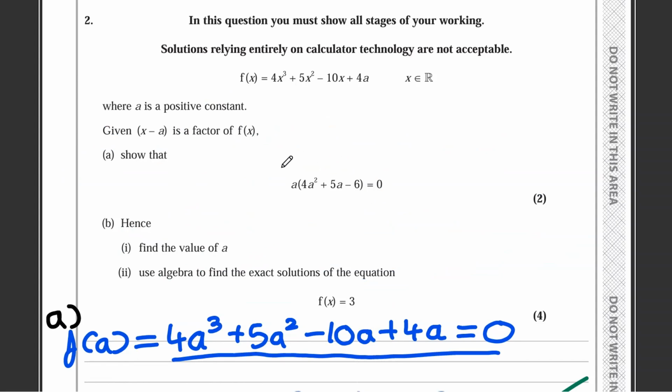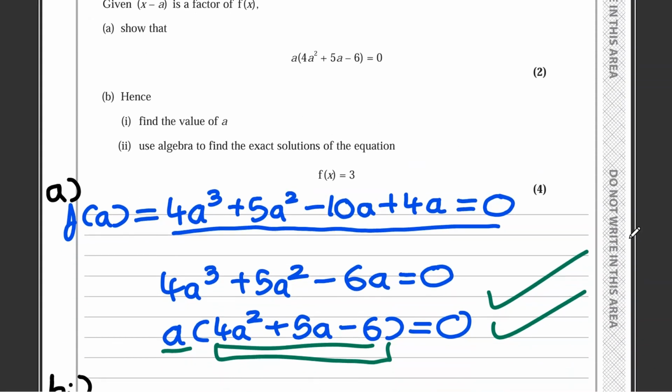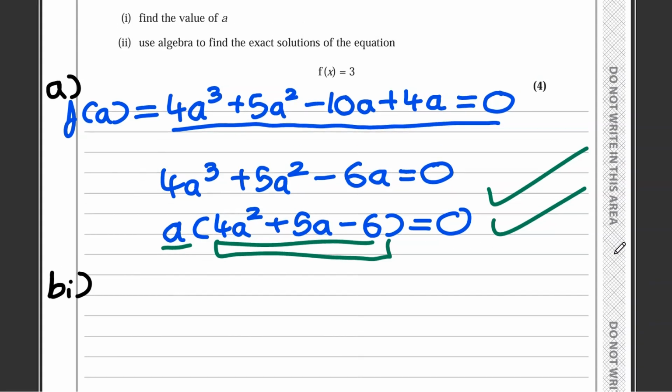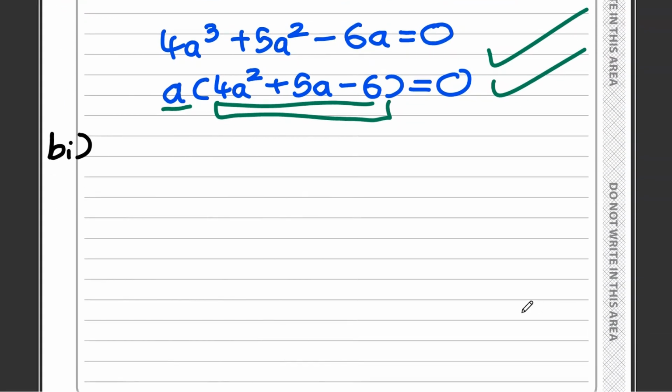Okay, and then for the first part of B, we need to find the value of a. Essentially what we just need to do is solve this equation that we made in part A and find the value of a. So it's this equation here. And as we have the a times 4a squared plus 5a minus 6 is equal to 0, that means that we have 2 possibilities. Either a is equal to 0, or 4a squared plus 5a minus 6 is equal to 0.